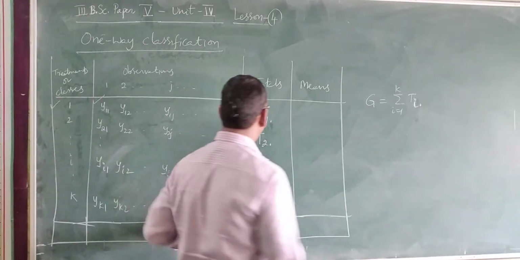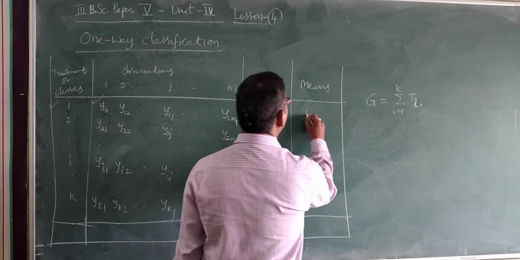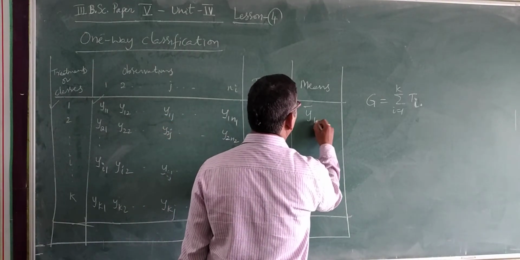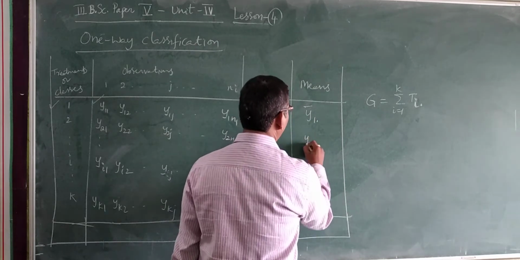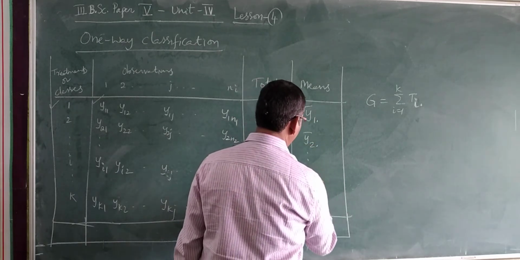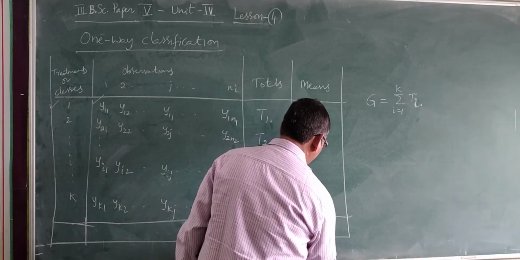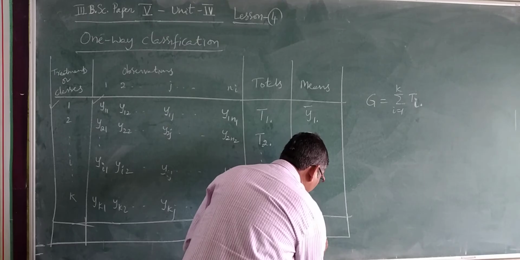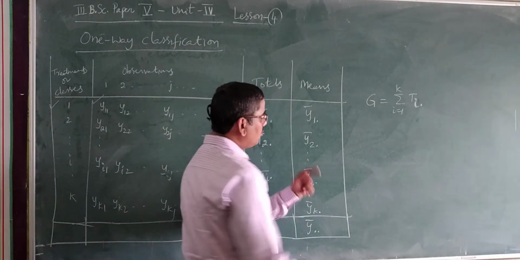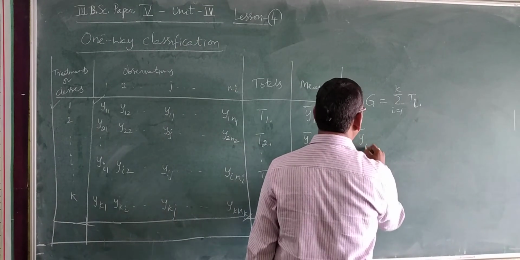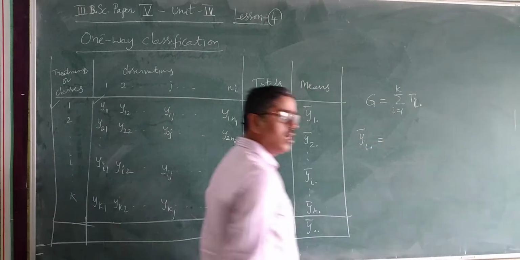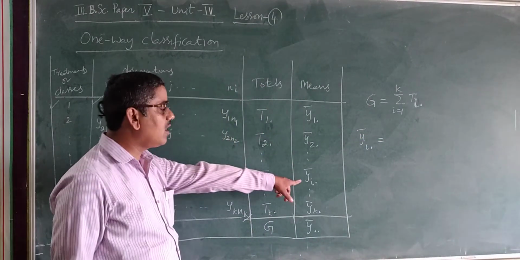The next column is mean. How do you calculate mean? Mean is going to be calculated by y bar 1 dot, y bar 2 dot, and so on, y bar i dot, and so on, y bar k dot. The overall mean is called y bar dot dot. I write both the formulas of mean. The mean of the ith class is y bar i dot.